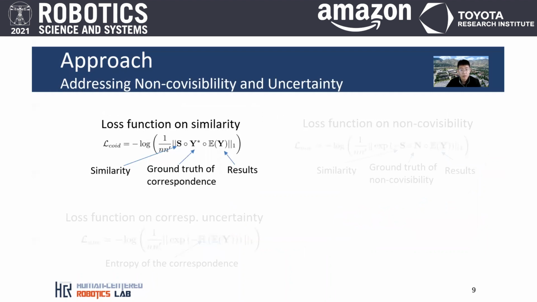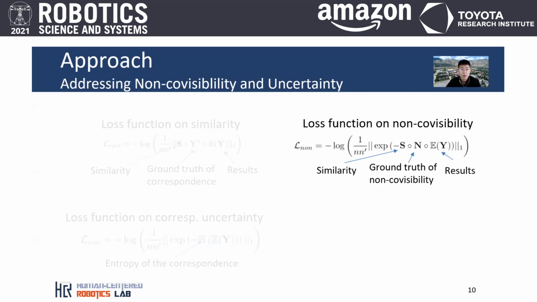We also design a loss function to address non-covisibility and uncertainties in correspondence identification. First, we maximize the overall similarity, which is calculated by adding up the similarities masked by the ground truth correspondences and our identified correspondences. Second, we minimize the penalty caused by non-covisible objects, which is calculated by adding up the similarities masked by the ground truth of correspondences constructed by non-covisible objects, and also masked by our identified correspondences. The more identified correspondences of non-covisible objects, the larger the loss.